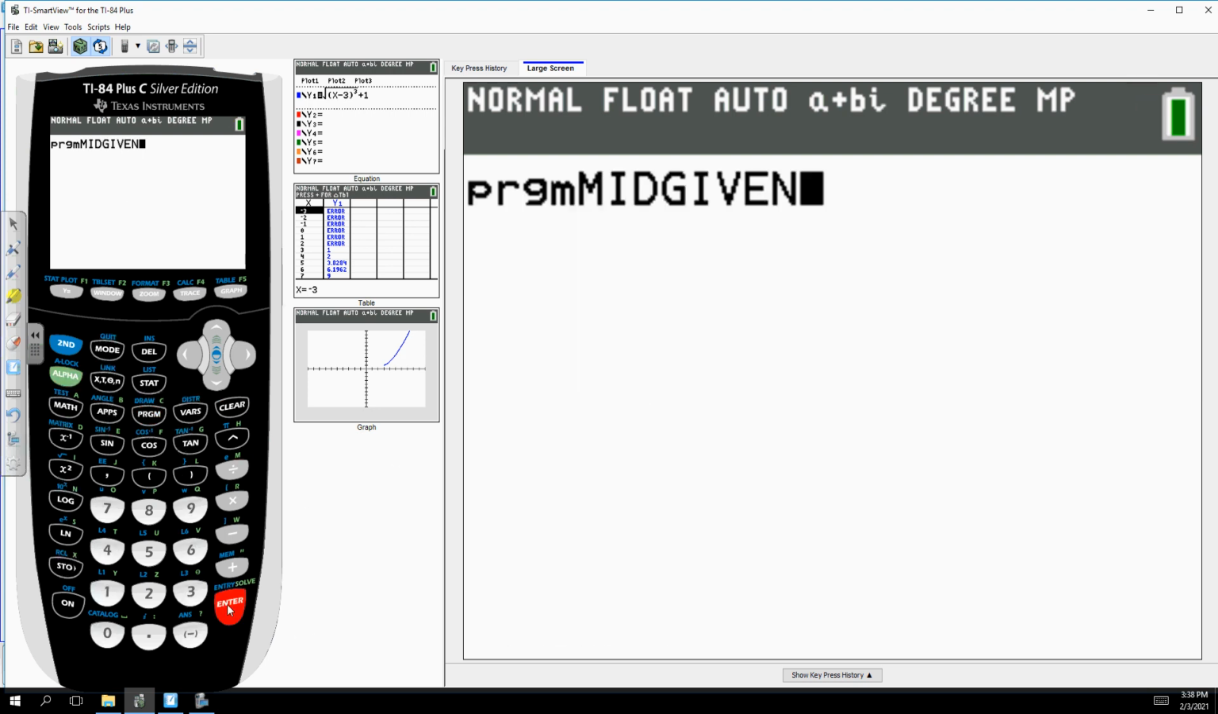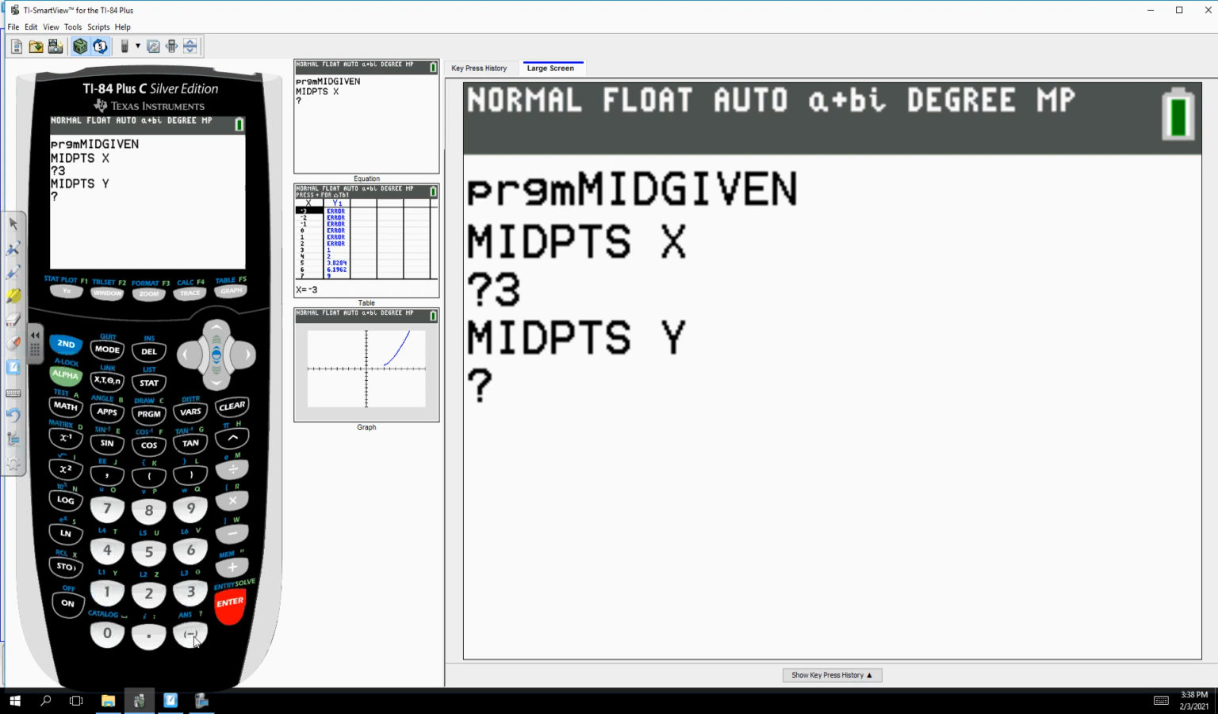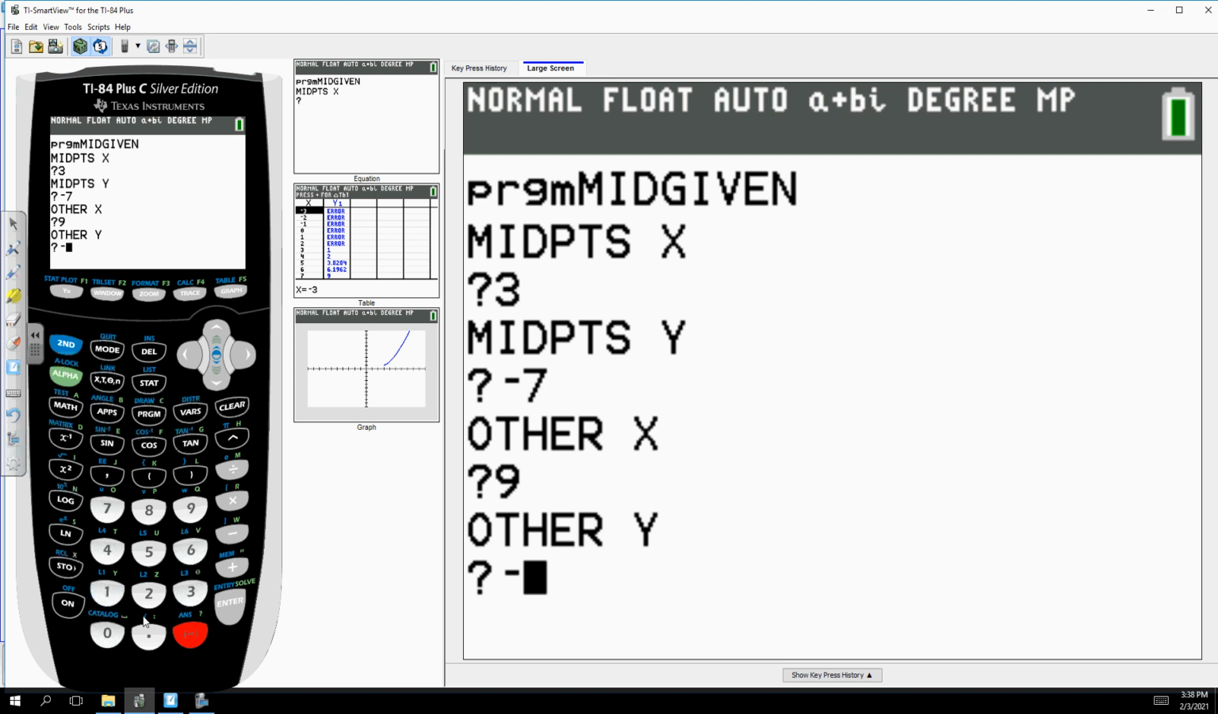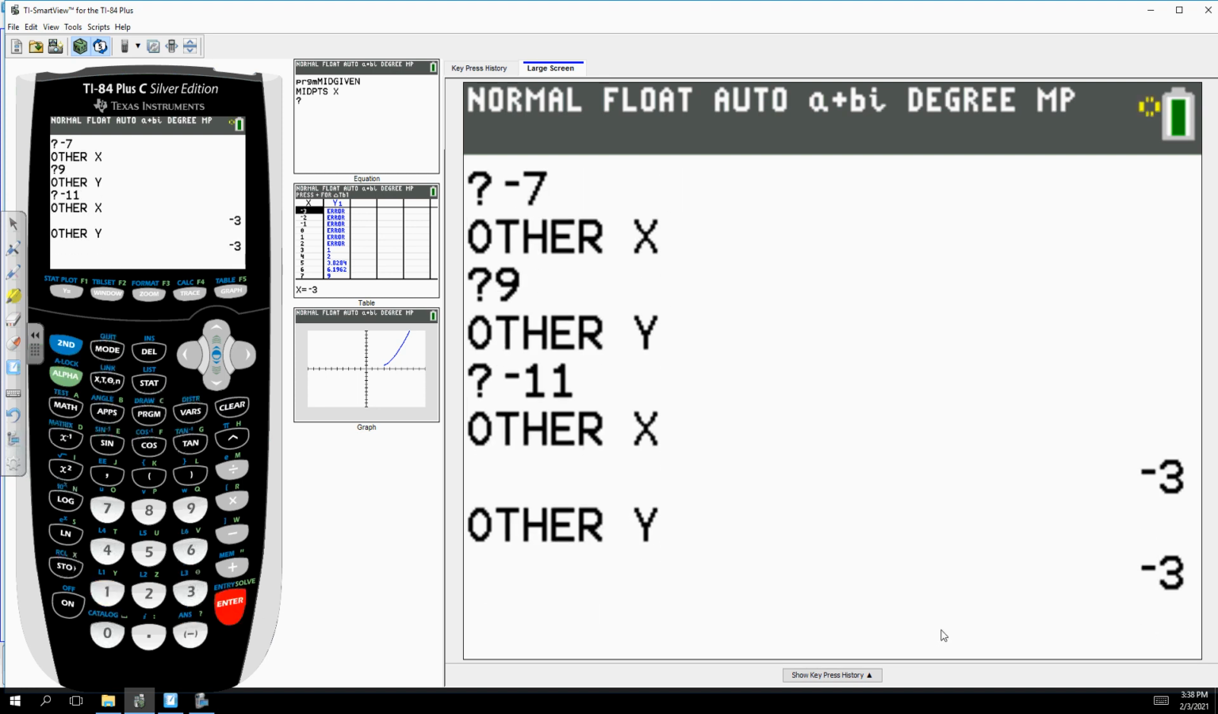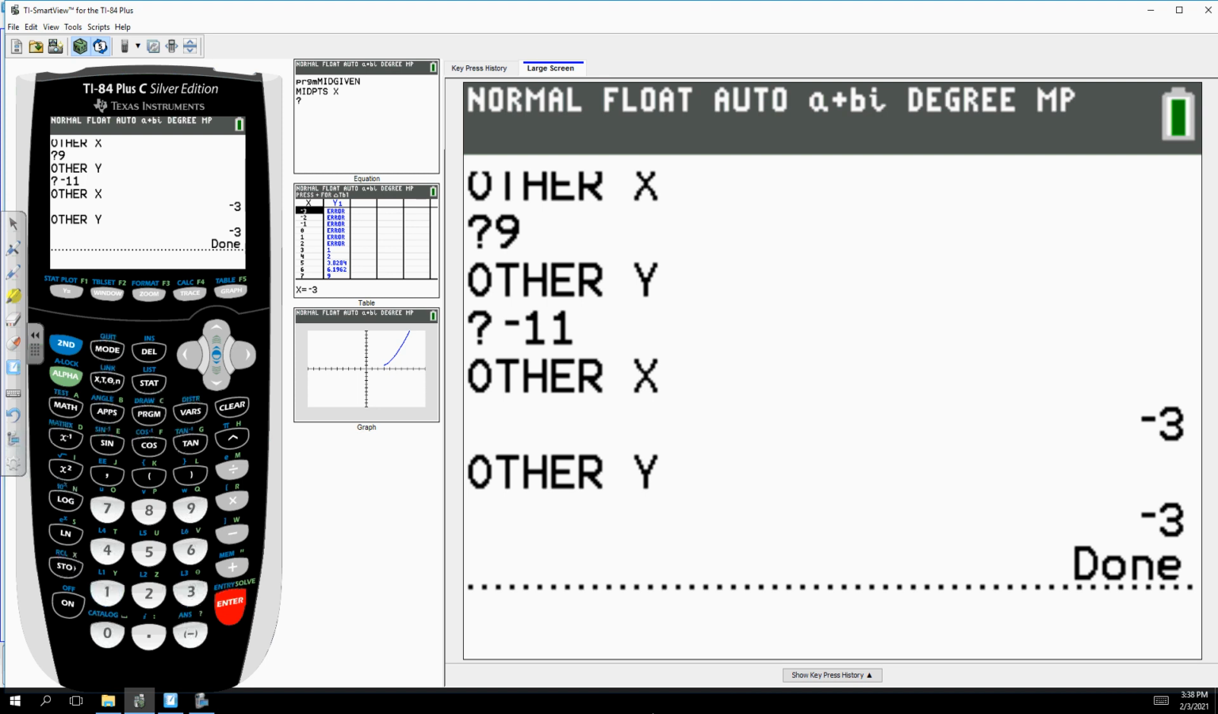We haven't seen this in class much or at all. The midpoint is (3, -7), and one of the points is (9, -11). The program will give me the other point without me having to think: (-3, 3). It's choice B.